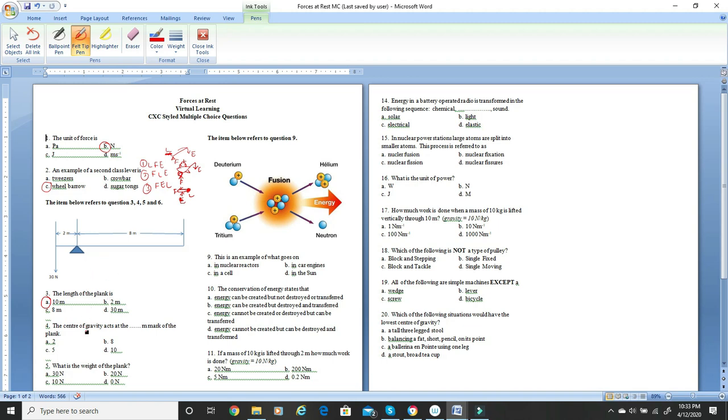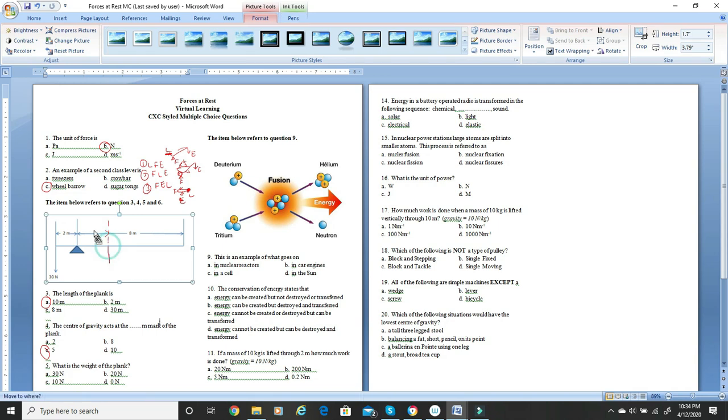Then it says the center of gravity acts at the dash meter mark of the plank. Center of gravity always acts at the center of whatever object we're talking about. And if this is 10 meters long, it would act at the 5 meter mark. So the answer is C. What is the weight of the plank? Now, the weight of the plank will be at the 5 meter mark. So to get from 2 to 5, we have to add 3. So this will be 3 meters right here, and we want to find x.